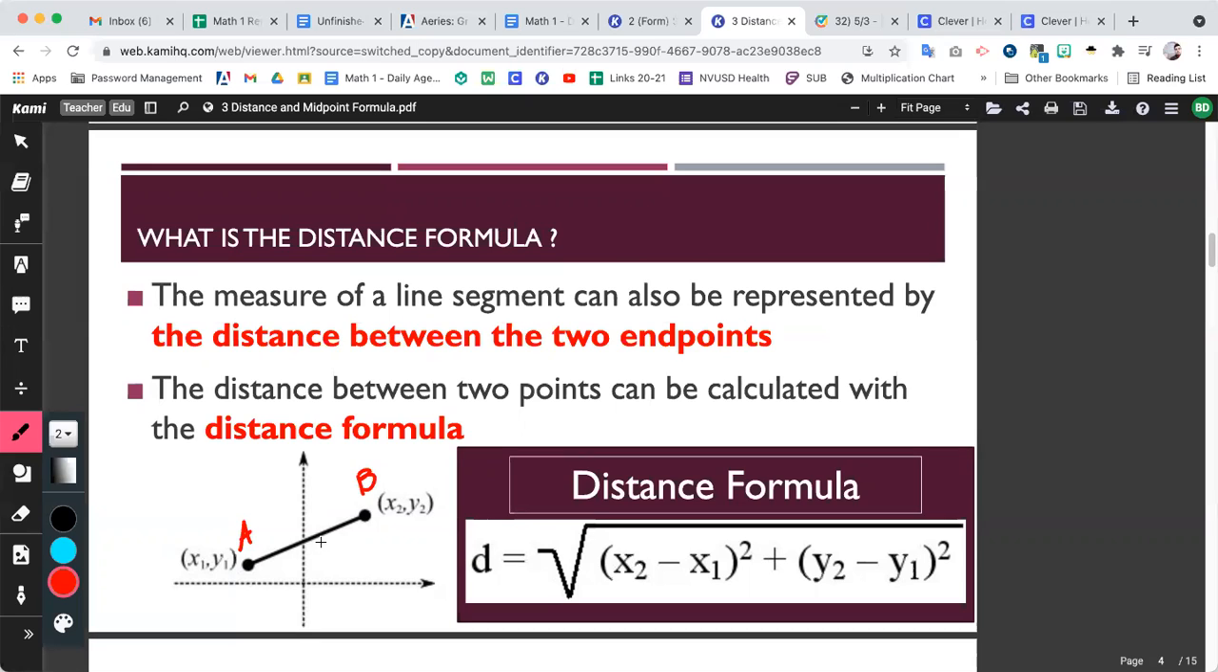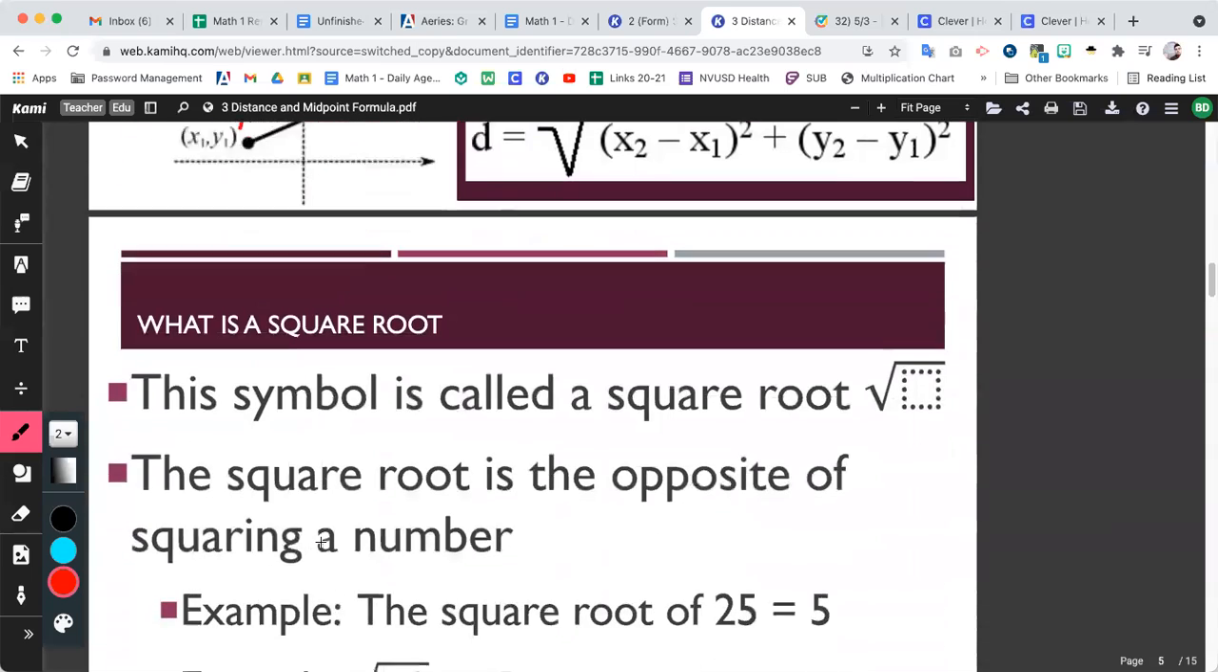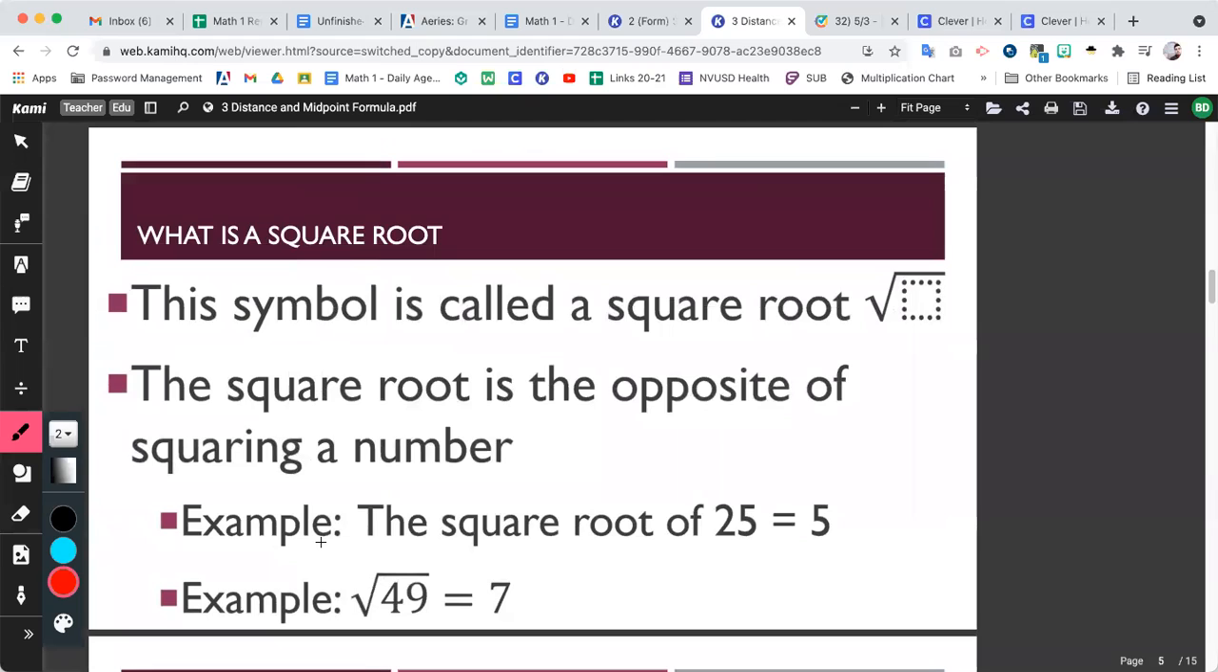So if I told you to square a number, what does that mean? Multiply it by itself. Good. A square is when you multiply a number by itself. So for example, 5 squared is 5 times 5. Okay. Now, a square root is the opposite of that. Okay. So if 25 is 5 squared, then the square root of 25 gets you back to 5. It gets rid of the square.